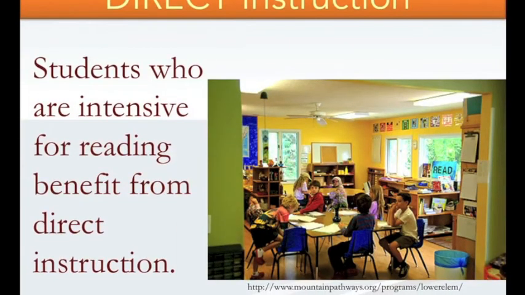We know that many students need direct instruction. We know that many of these students have been diagnosed with a specific learning disability in the area of reading and/or dyslexia. We also know that there are lots of regular education children that are very intensive for reading. We know from our data that these students would benefit from this type of instruction, using data to drive instruction.